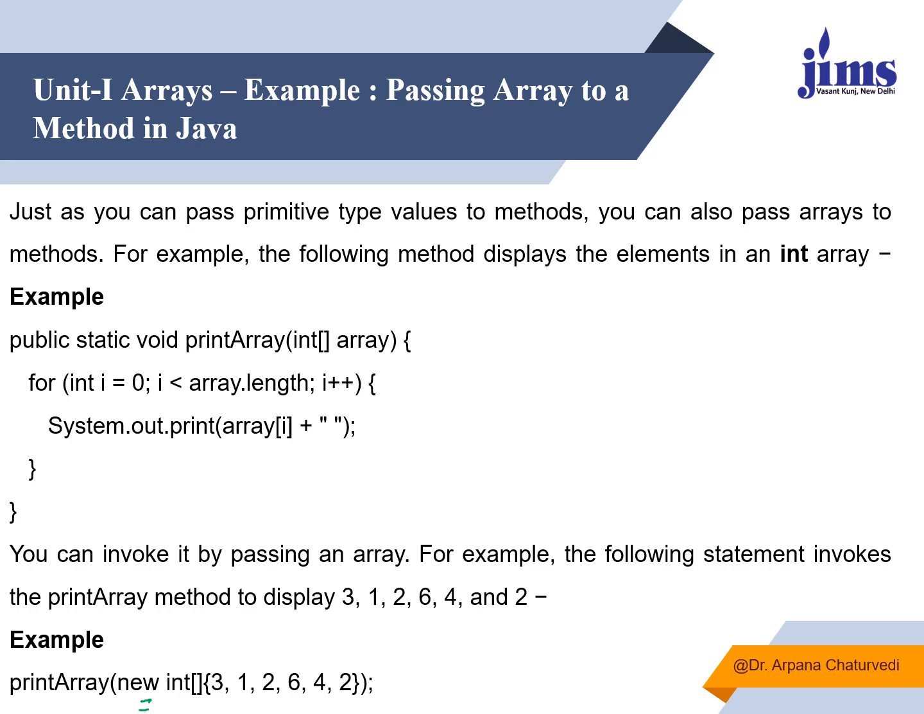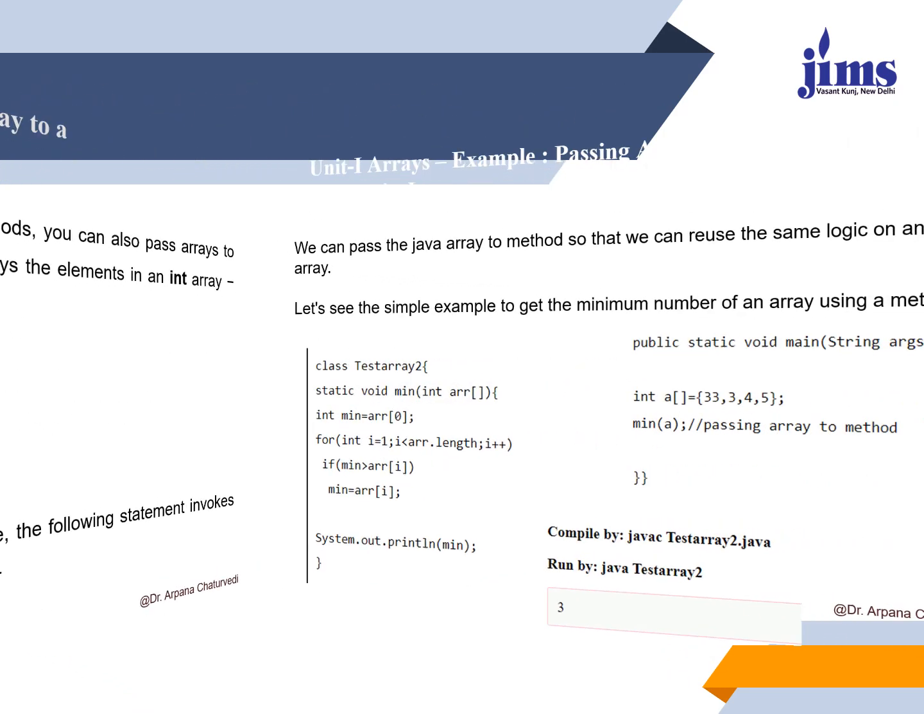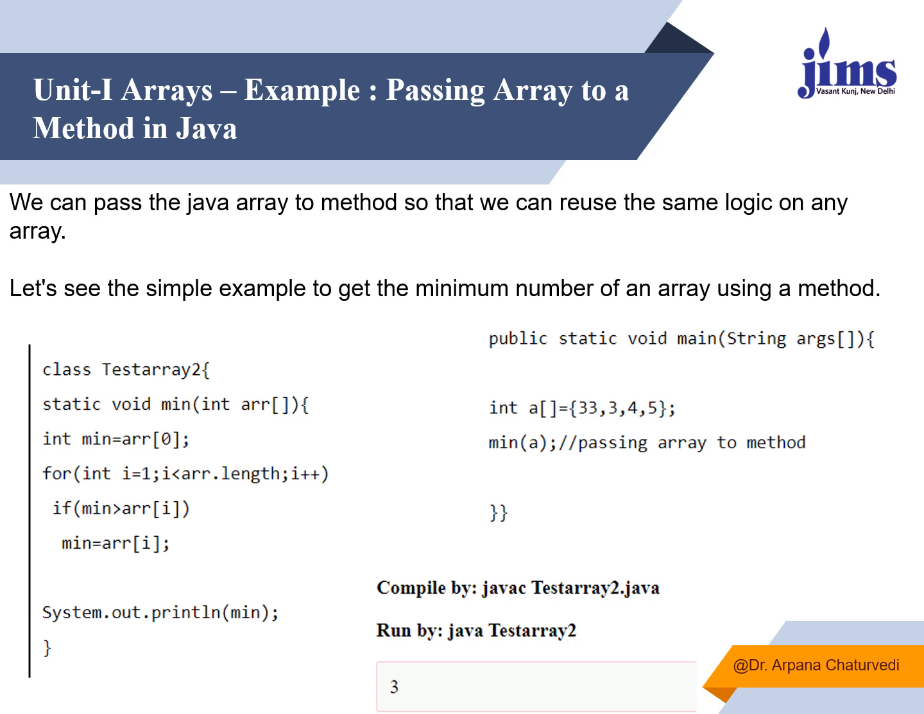Now let's see another example. In this, we have one class, TestArray. Here we are passing an array to a method, the same as before, but here the complete example is shown again. Within this class there is one function, min. Min has one argument of integer array type. The name of the argument is arr. It is not returning anything. This method is a static method.